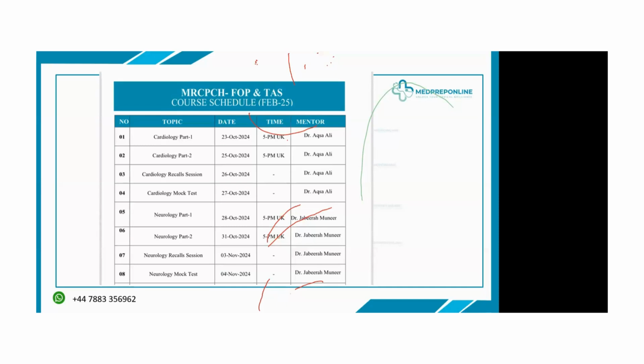You can make a timetable accordingly, just like we have done. You see, starting from cardiology, this is session 1, part 1, and this is part 2. Both are done on 23rd October and 25th October. In between we have a gap, so that you can go through it by yourself after attending your live session. You will prepare all this theory from these 2 lectures, and after that you will listen to this cardiology recall session. Both the FOP and the TAS are separate.